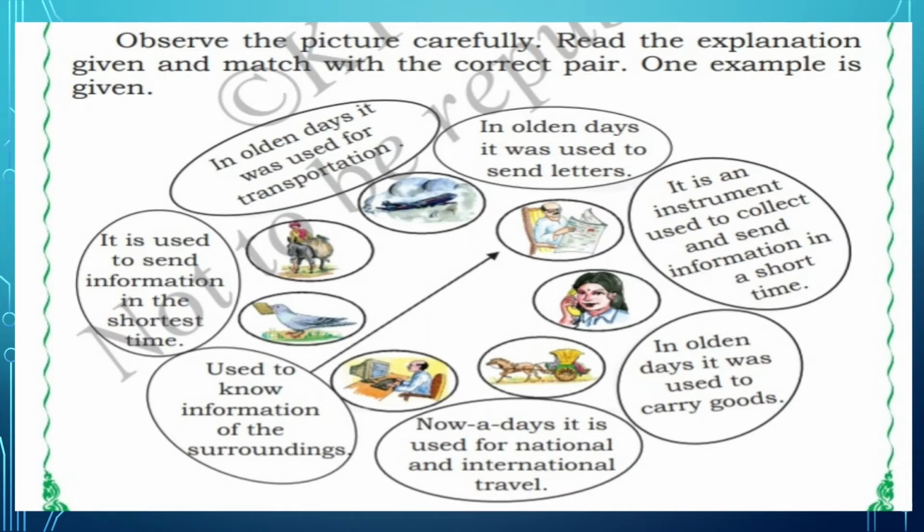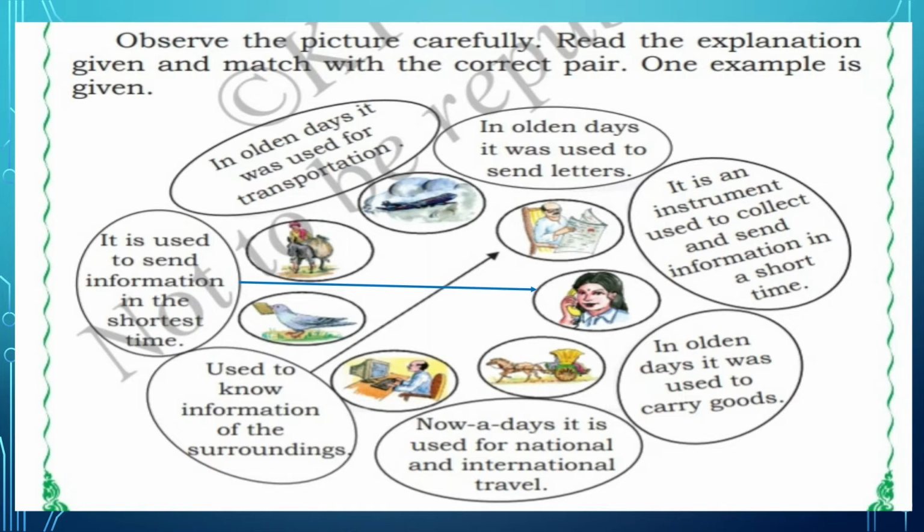The next information is, you will see, and then we will see the picture. It is used to send information in the shortest time. By which means can we send the information in the shortest time? That is a phone call. If something has happened, if an accident has happened, immediately someone calls an ambulance. That is, they are giving information in the shortest time.